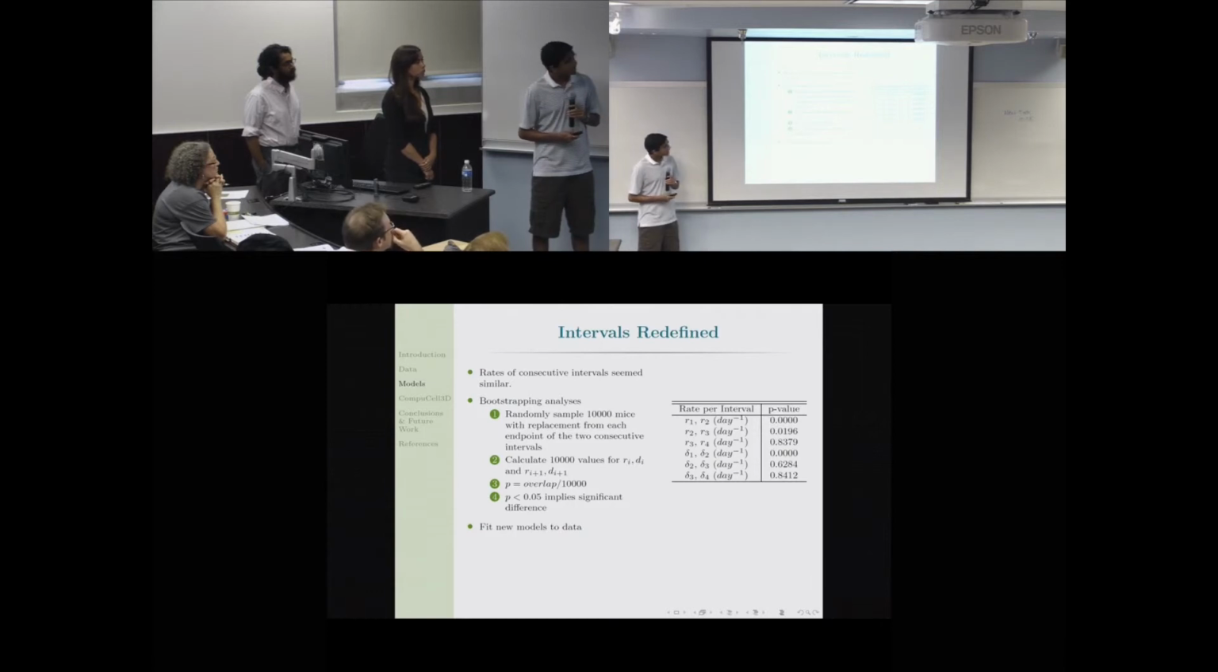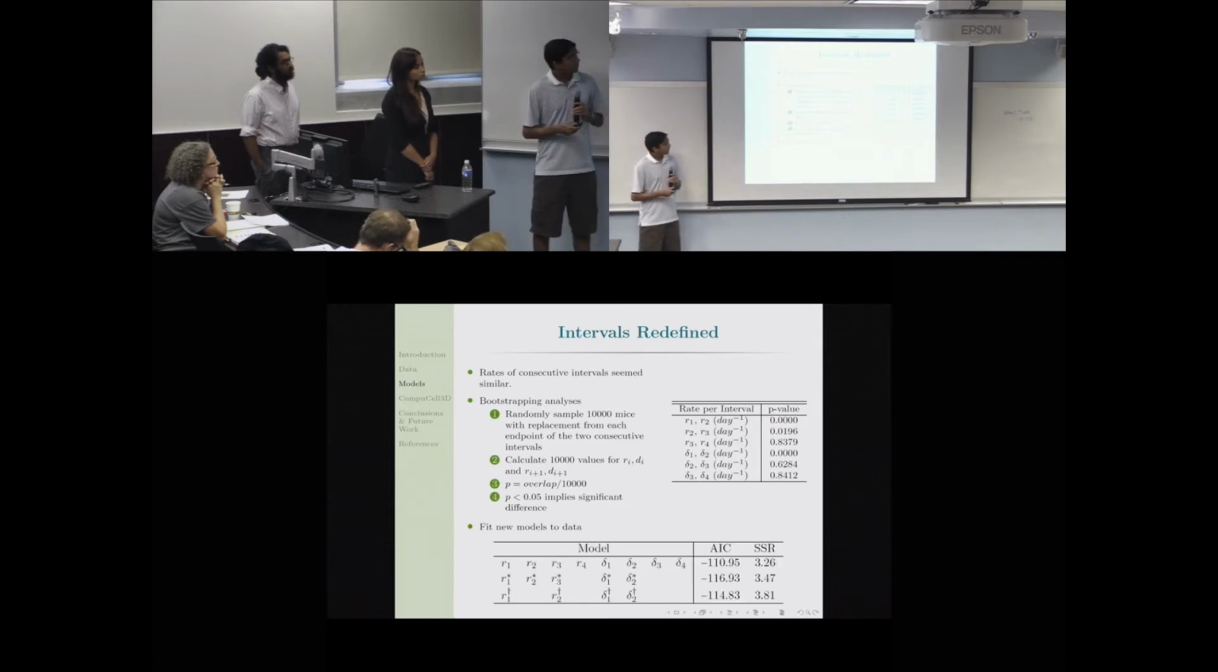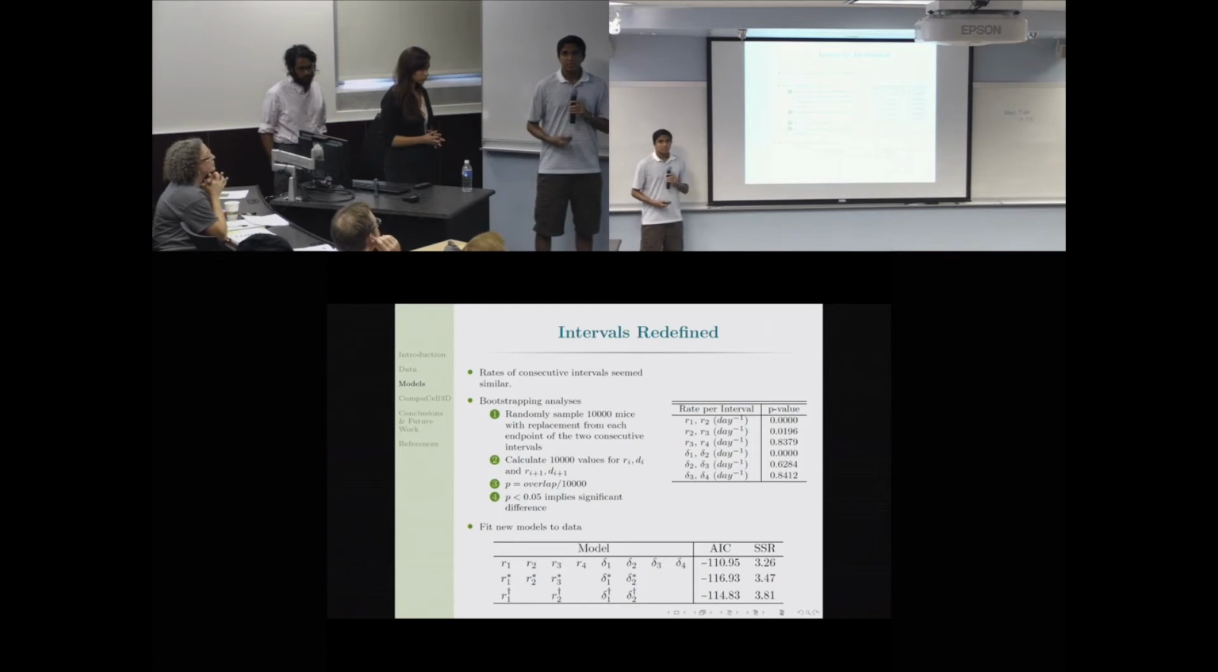This implies that there is a significant difference between R1, R2, R3, and D1 and D2. Therefore, we can refit the model, this time constraining R3 equal to R4, and D2 equal to D3 equal to D4. And when we do this fitting, as represented right here in the middle column, we get a lower AIC score than what was previously modeled. This implies that we can actually explain the data with only 3 replication rates and 2 death rates.